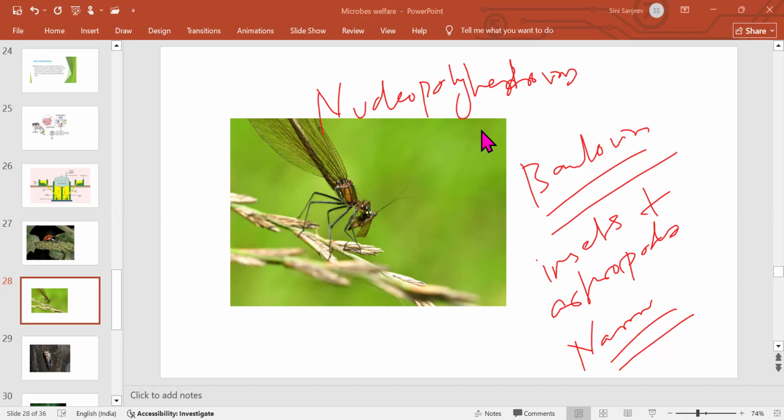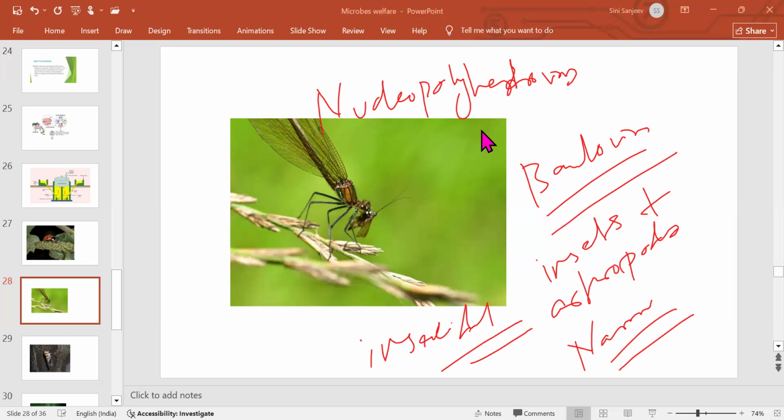Because it's a narrow spectrum insecticidal, they have no negative impact on the plants, or on birds if they feed on the leaves or fruits of that particular plant. This is one question which is repeated in the board exam, about the baculovirus as well as BT, that is Bacillus thuringiensis.